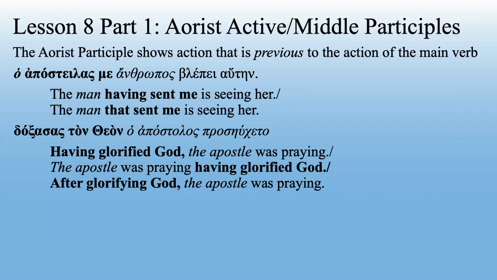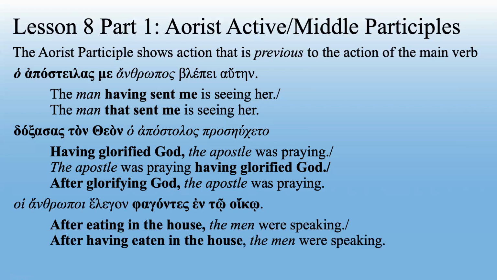The focus, though, is after you've translated this, look at it in English and say to yourself, is the action that was the participle in Greek, the aorist participle in Greek, does that happen before the main action of the verb? After glorifying God, the apostle was praying. Yep, that conveys that just fine. The apostle was praying, having glorified God. Yep, that sounds like the glorifying God happened first. Just ask yourself that question. You should end up with the right answer there if you're a native English speaker.